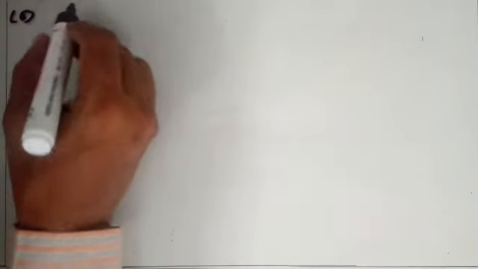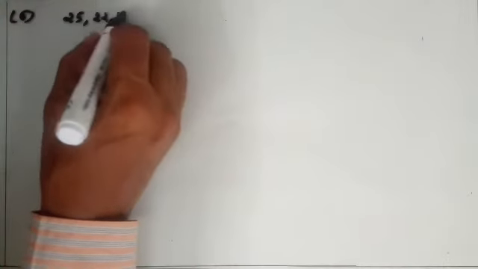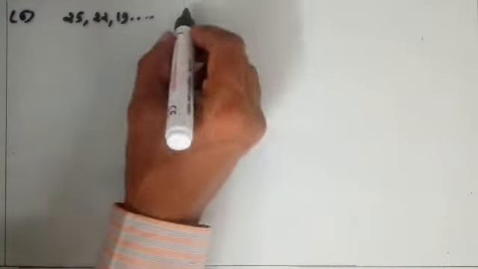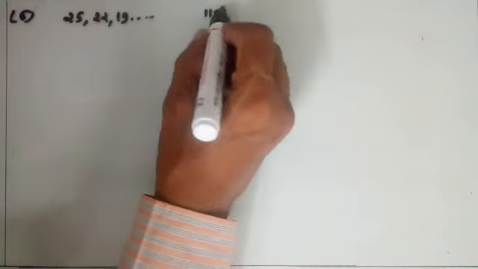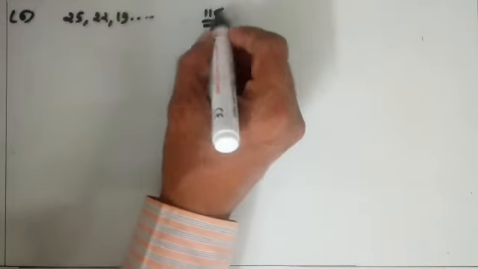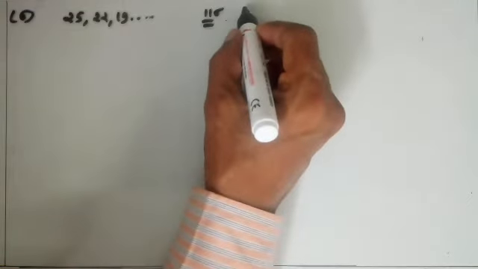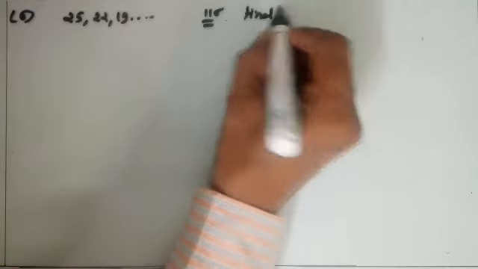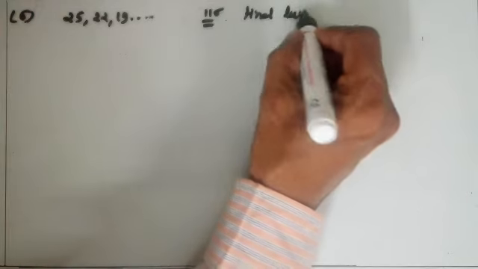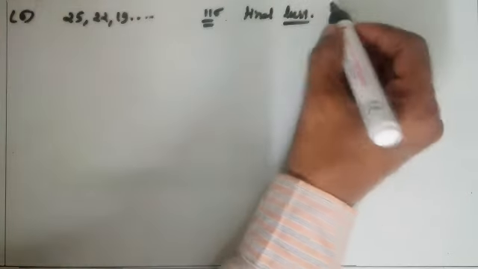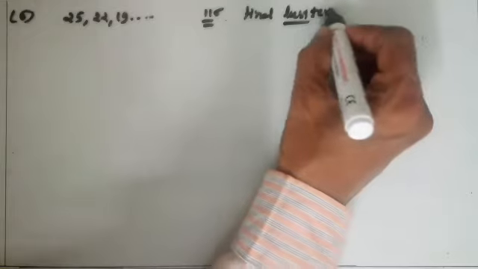Now question number 6. If the sum of a certain number of terms of an AP 25, 22, 19 is 116. Sum of a certain number of terms is given, 116. Find the last term. Clear? Last term.